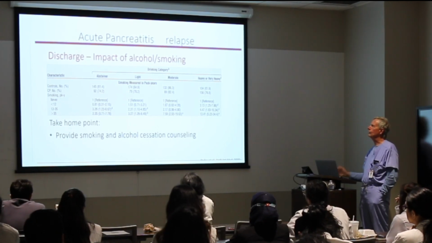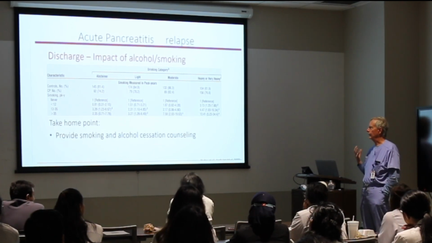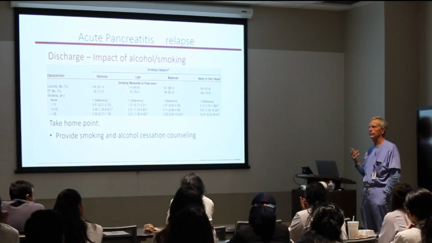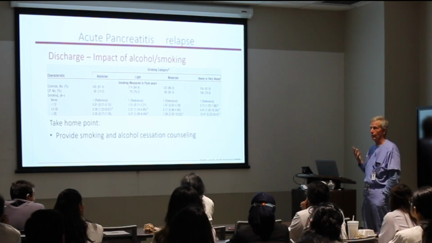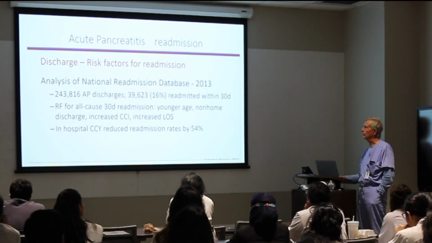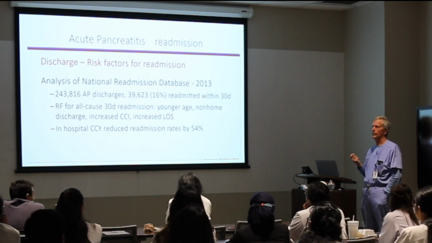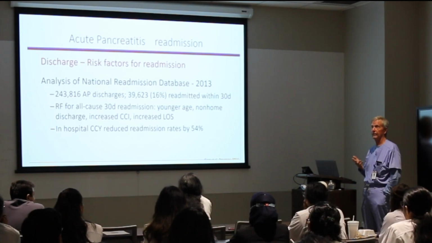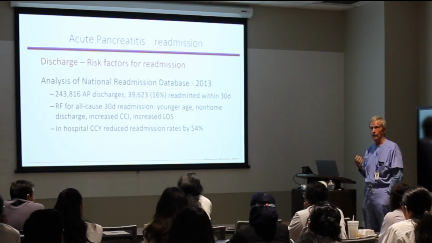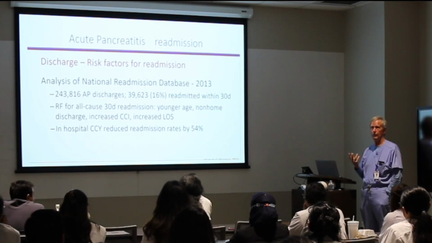All right, so taking home, one point to take home, statistically, if you advise the patient to stop drinking and smoking, supposedly they do better. I have no idea why that makes any difference, but it's a quality measure. So you're going to want to put that in your note. For readmission, the interesting thing is about cholecystectomy is that if you do the in-hospital cholecystectomy, the readmission rate's cut in half. Pretty impressive. So if they have stones and they get over their disease, they should have their gallbladder taken out before they go home.